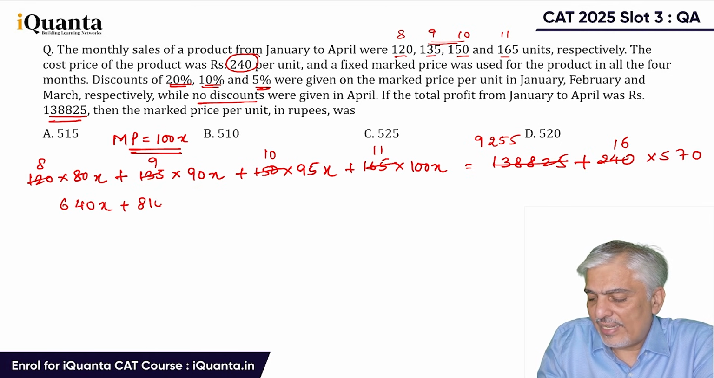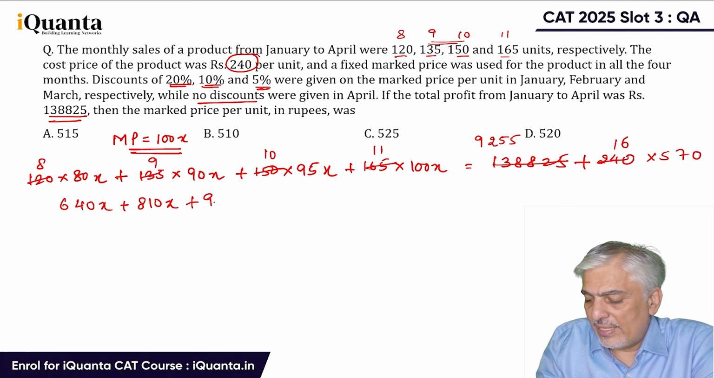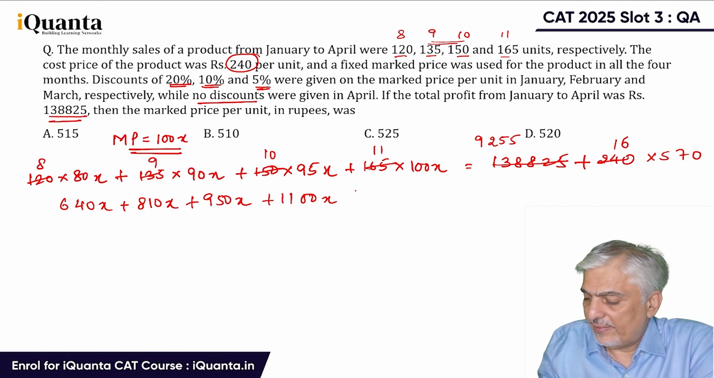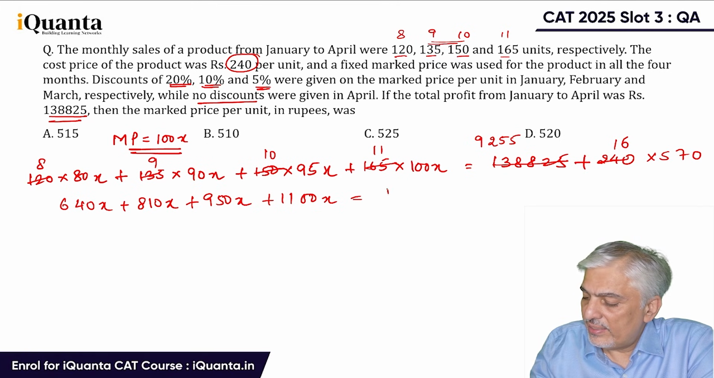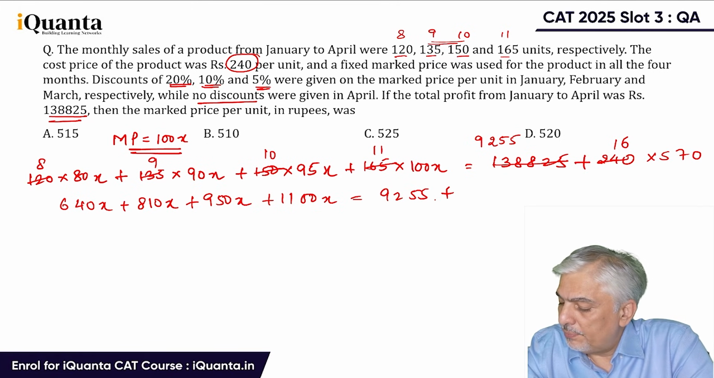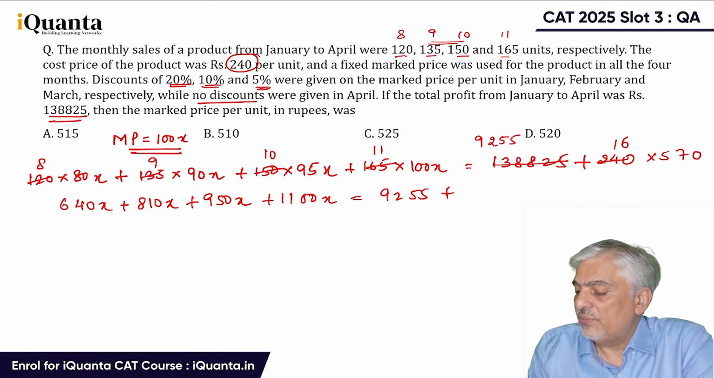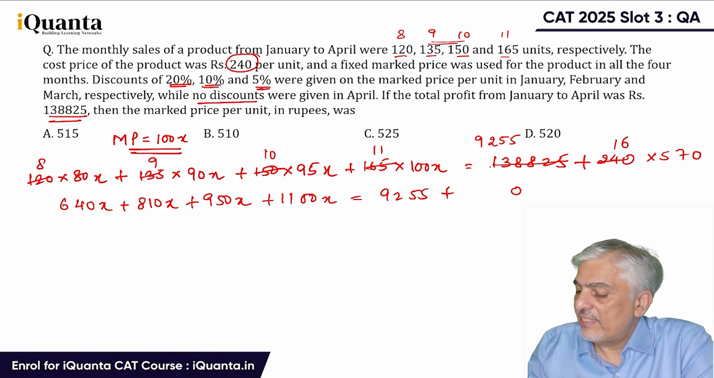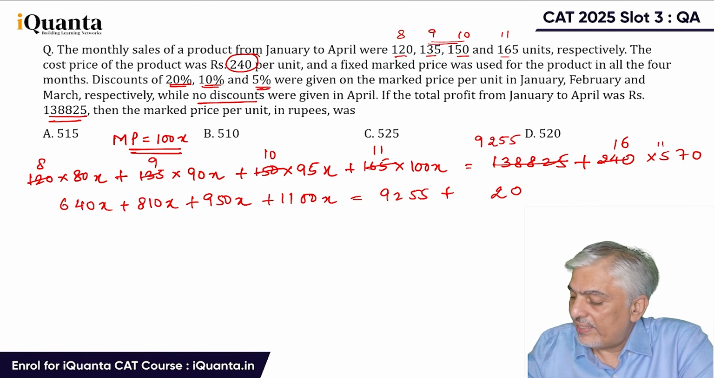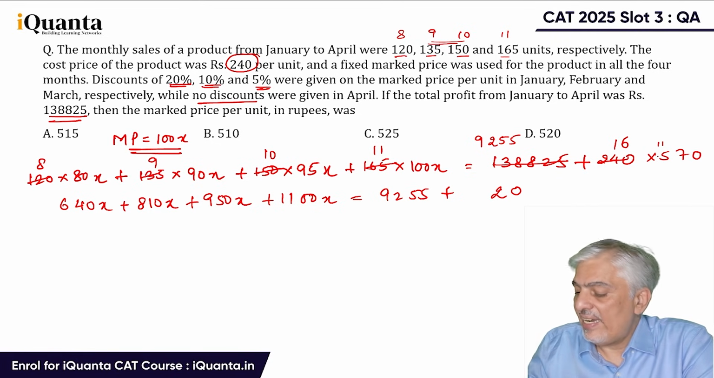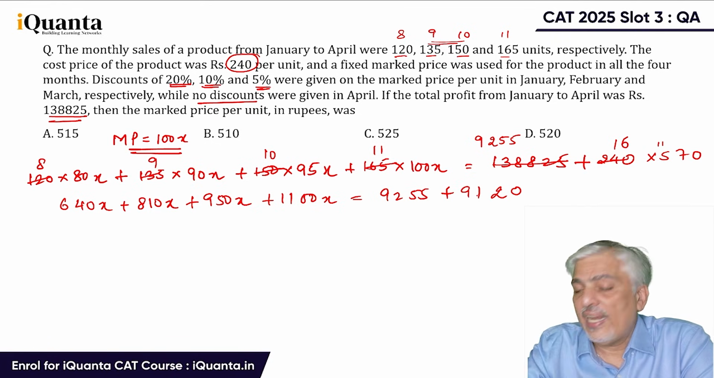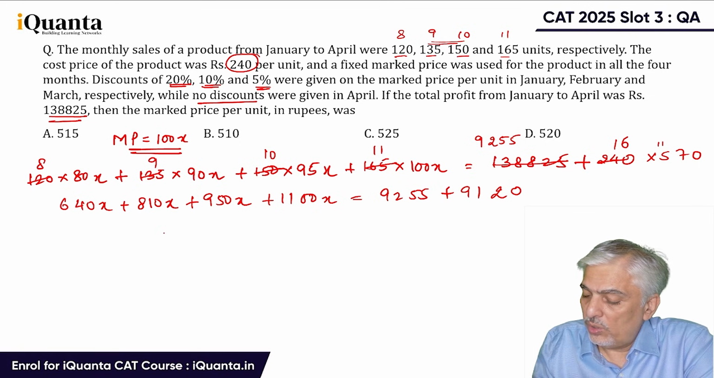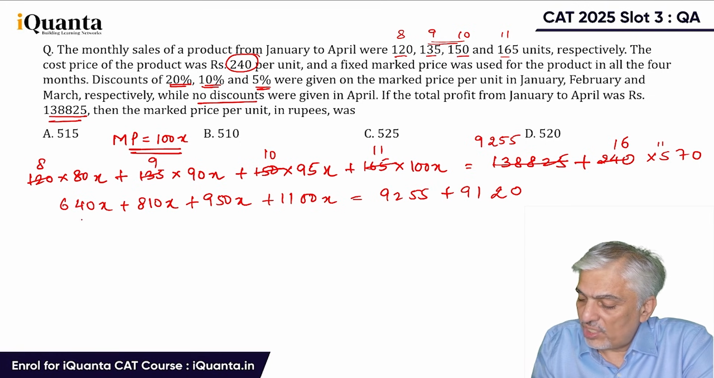640x plus 810x plus 950x plus 1100x is 9255 plus 16 into 570. So 16 zeros is 0, 16 sevens is 112, 2 and 11 carry, 16 5s is 80, 80 plus 11 is 91, 9120. Let's add all these up. I'm going to add the extra values first.